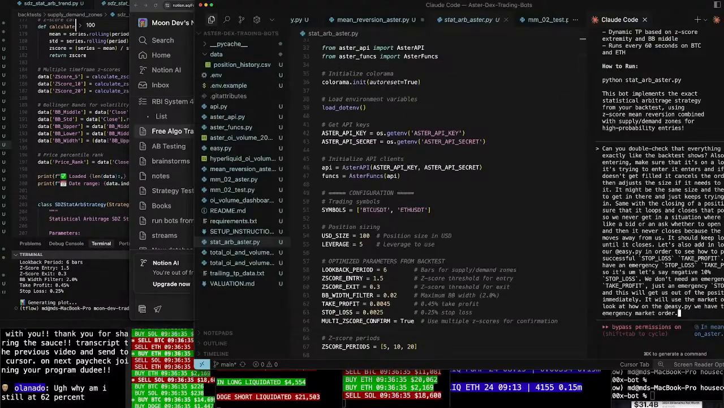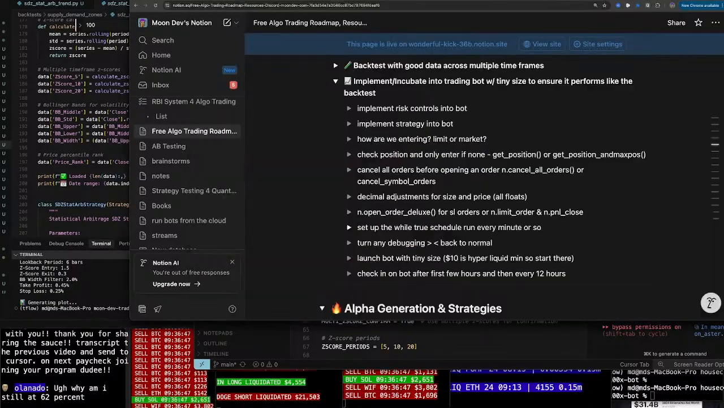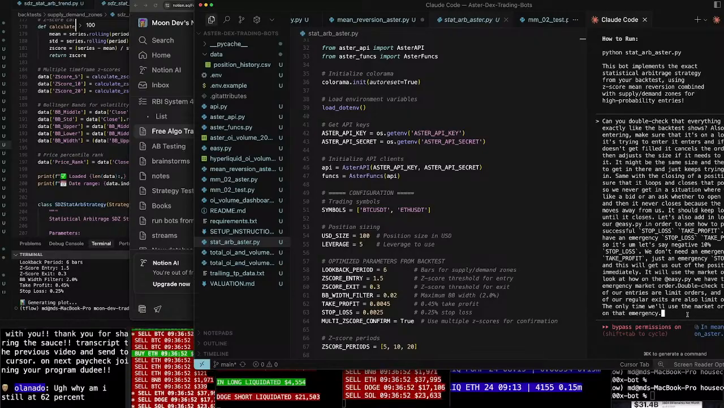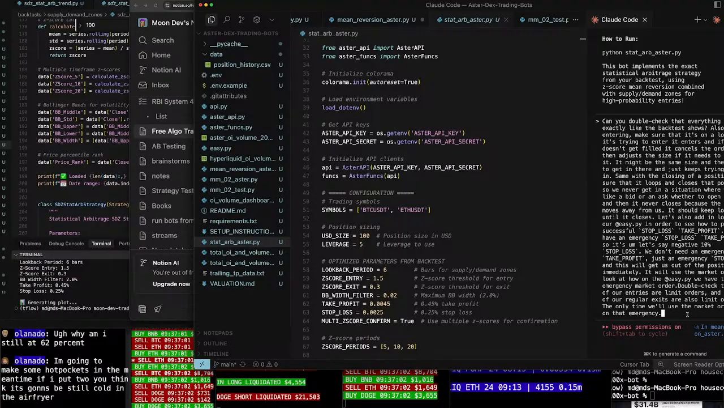Double check that all of our entries are limit orders, and all of our regular exits are also limit orders. The only time we'll use market orders is on that emergency. Okay, let's see what else. Check positions. Okay, double check before putting in any orders that we cancel all orders. This will make it so we never run into a situation where we're putting an order on top of an order, you know? So only put an order after canceling orders. This goes for entering and exiting.